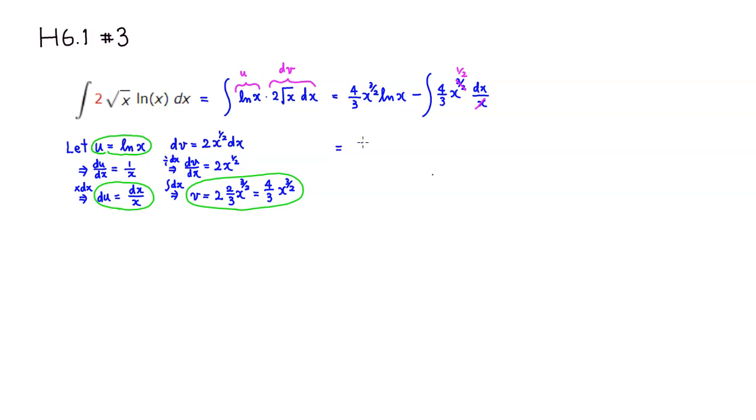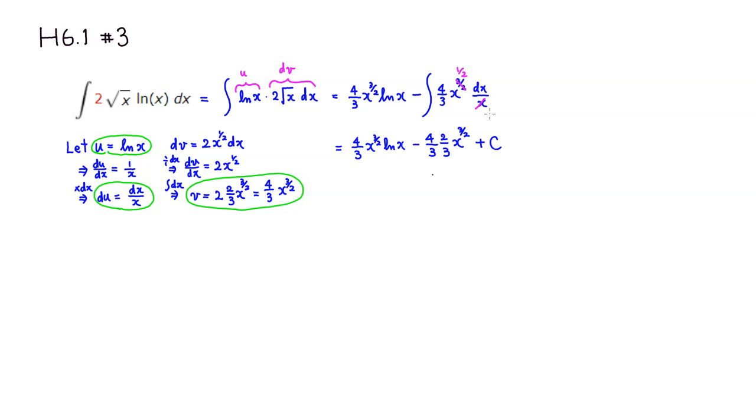So this is going to be 4/3 x to the 3/2 power natural log of x. I'm just copying that. This part is going to be minus, and 4/3 is just a number, so I'll just put it there. Add 1 to the power, so you have x to the 3/2 power. Then divide by 3/2, which is equivalent to multiplying by 2/3. Since this is an indefinite integral, I'm going to put plus some constant c.